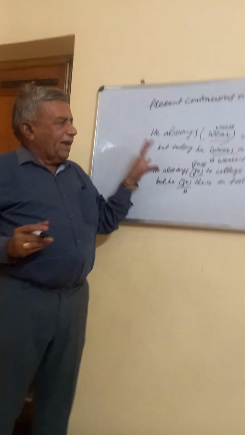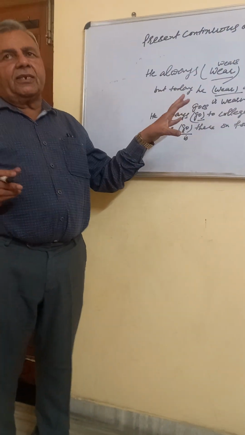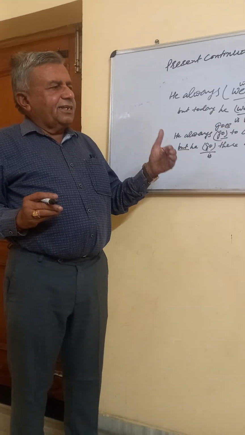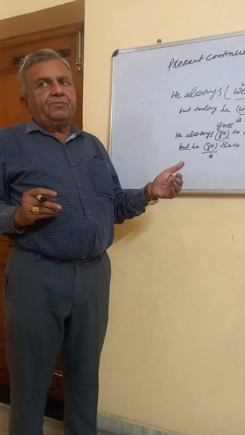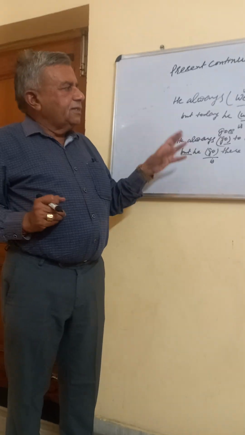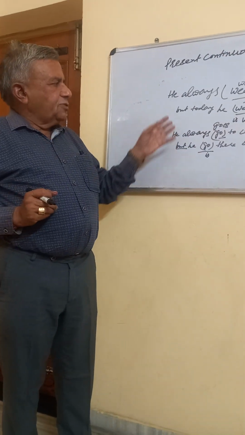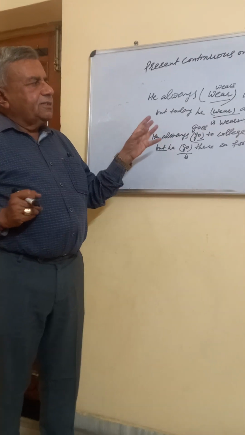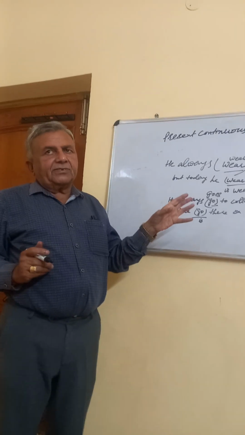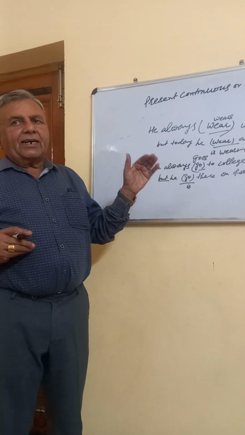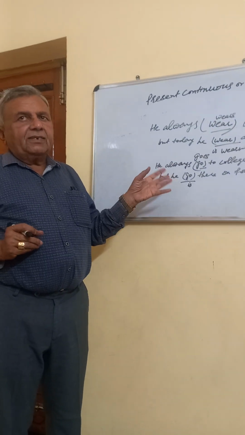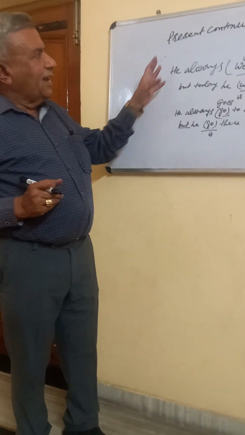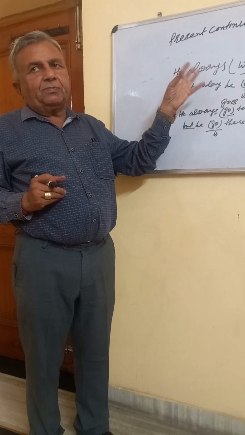So when some habit is shown, repeated action is shown, then we use present indefinite. And when something is happening at this moment of time, in the present moment, then we use present continuous. So this kind of distinction we have to bear in mind, that a repeated action generally has present indefinite tense, but a single action or the action happening at the present moment is expressed through present continuous. So this is all about present continuous which we need to bear in mind.